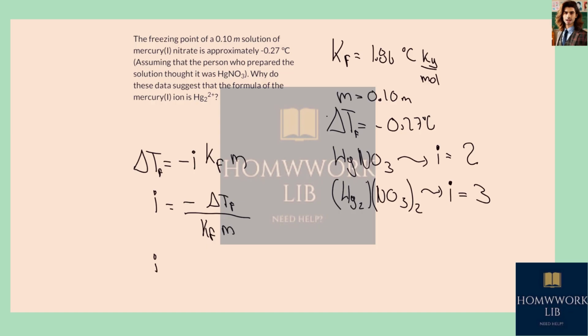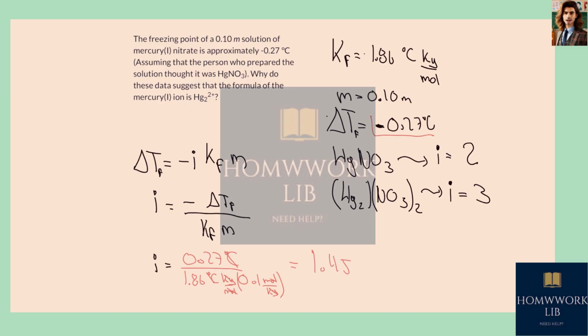In this case, the Van't Hoff factor corresponds to minus 0.27 degrees Celsius, divided by my cryoscopic constant, that is 1.86 degrees Celsius kilogram per mole, and on the denominator as well, 0.1 mole per kilogram. So you can see the units are going to cancel out, kilogram with kilogram, mole with mole, and we're going to end up with a value of 1.45.